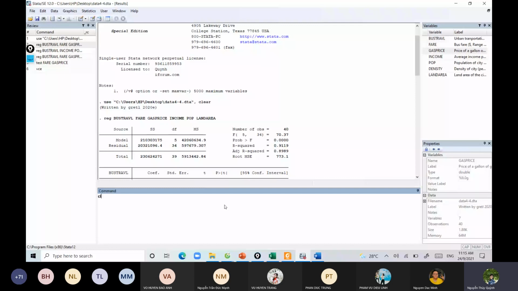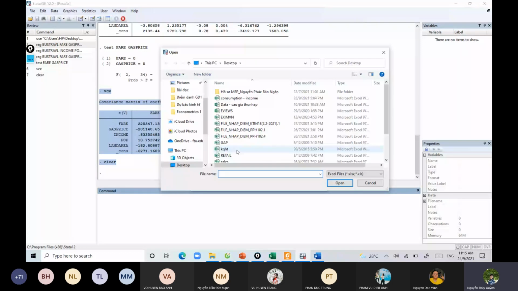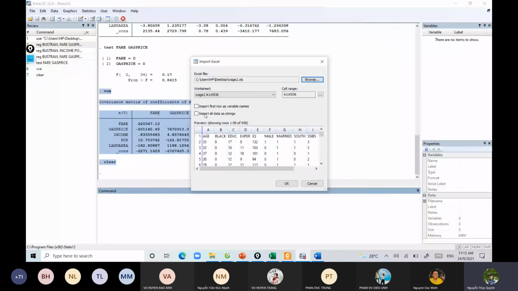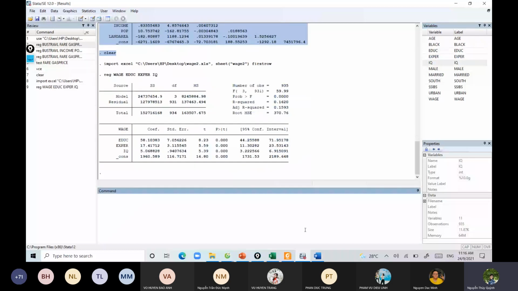I will use maybe this one, which you have used in the practice exercise for chapter 2 and chapter 1. Now I want to regress wage on ASU, experience, and IQ, for example. And I want to compare the effect of ASU and experience. Look at this. You can see that in this sample, the effect of ASU on wage is greater than the effect of experience on wage.